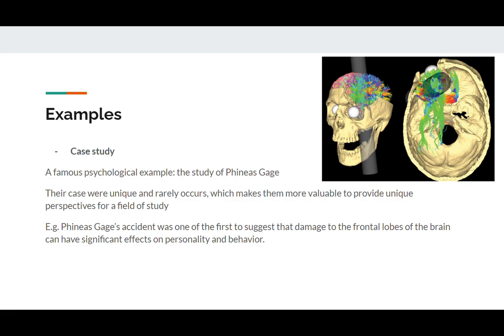His case is famous in the history of psychology because he was one of the first to suggest that damage to the frontal lobes of the brain can cause a severe change in personality. This is how people started to realize that different parts of the brain have different functions in maintaining the entire human body to work in the ways that we now see.